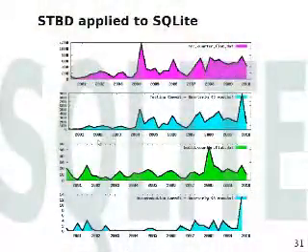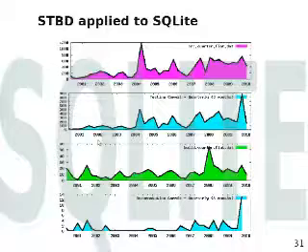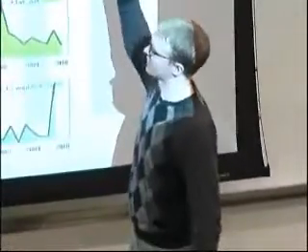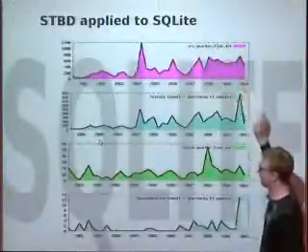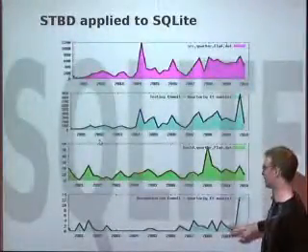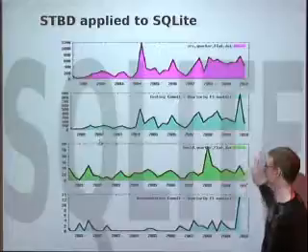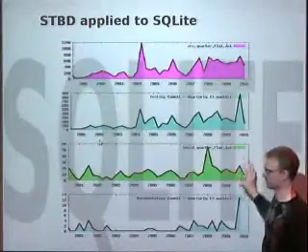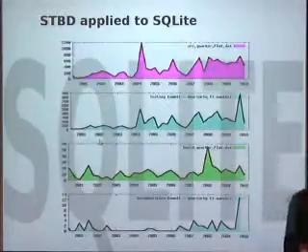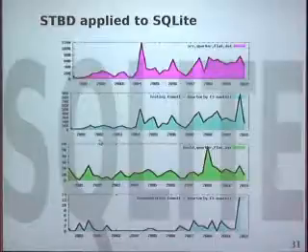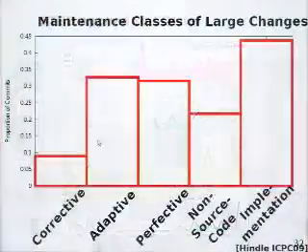Okay. So this is just a quick example of applying it to SQLite over time. From 2001 to 2010, you can see there's lots of source code revisions. There's a bunch of test revisions. There's hardly any documentation revisions. And there's a couple build revisions. So this is just a concrete view of the source, test, build, and documentation revisions.